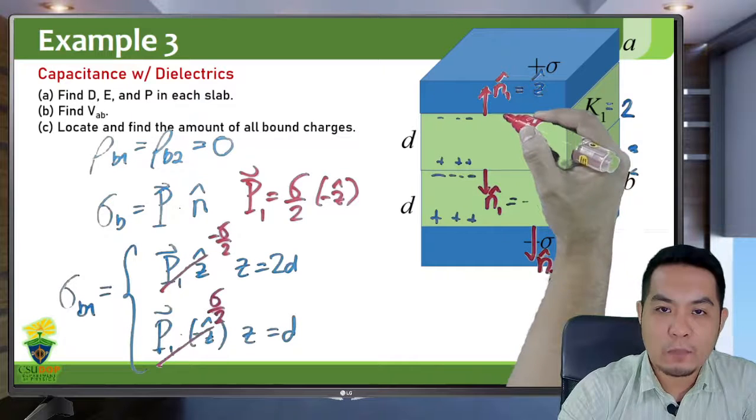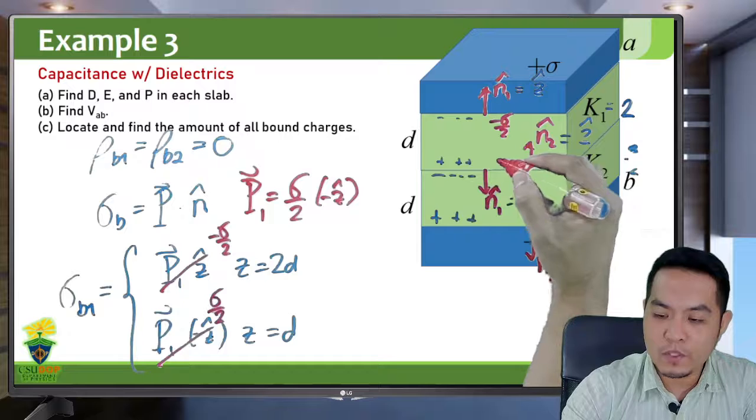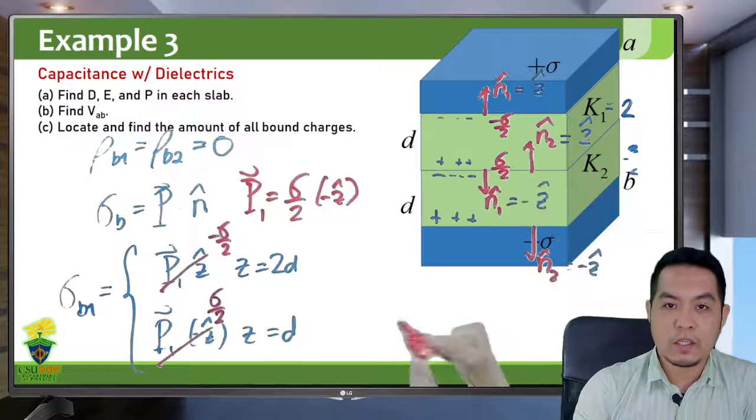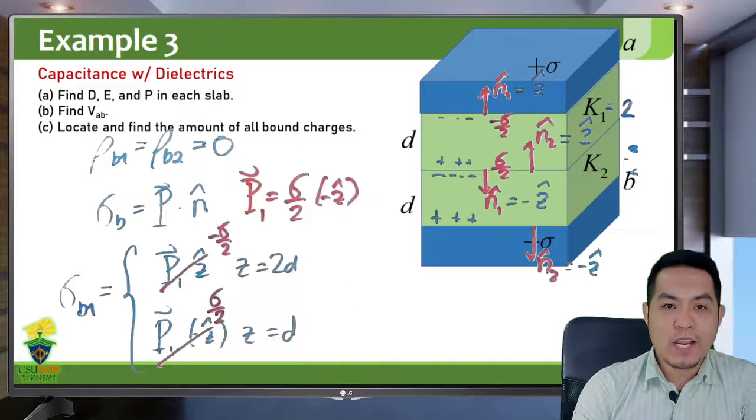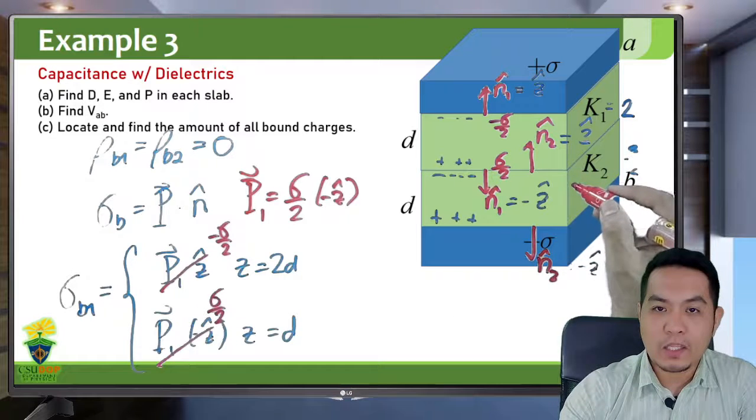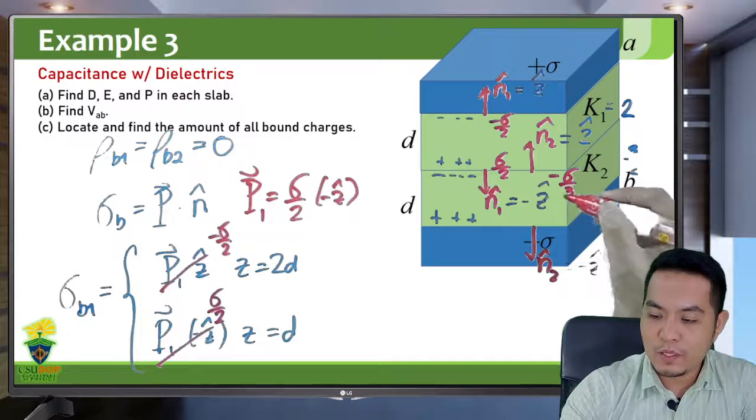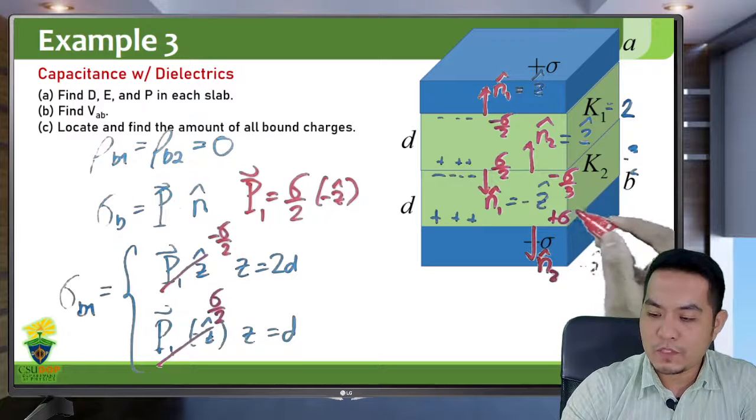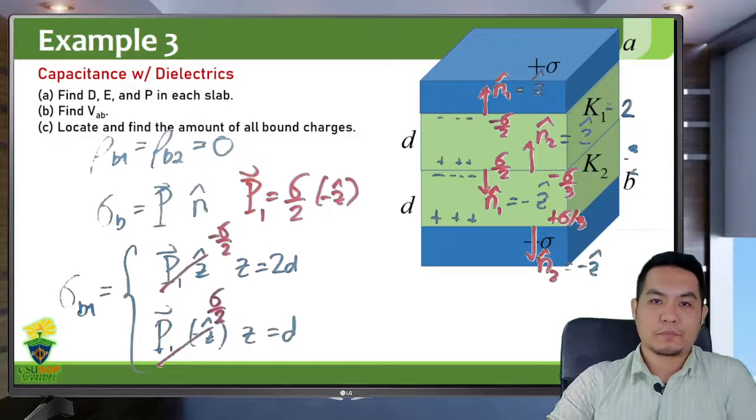So in this upper surface here, there will be negative sigma over 2. In the lower surface, there will be sigma over 2 for the first dielectric. You do the same for the second dielectric, and you will find out in the upper surface, there will be negative sigma over 3, and in the lower surface, positive sigma over 3. Okay.